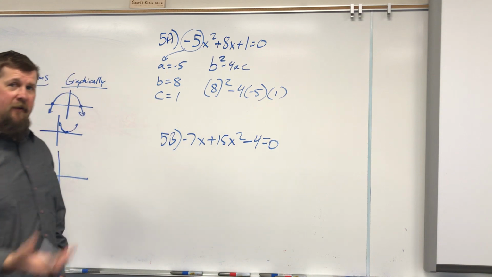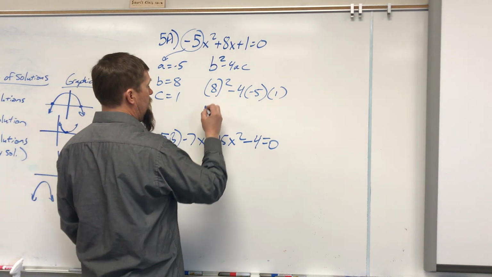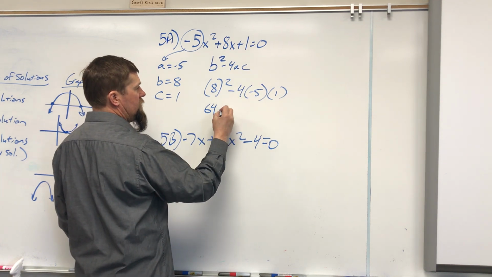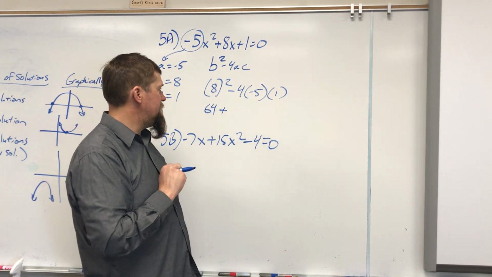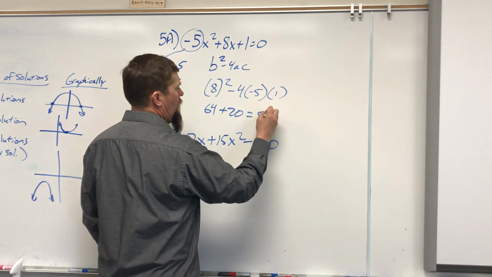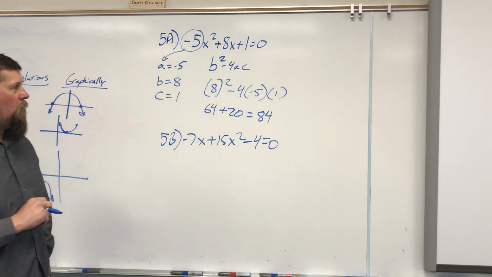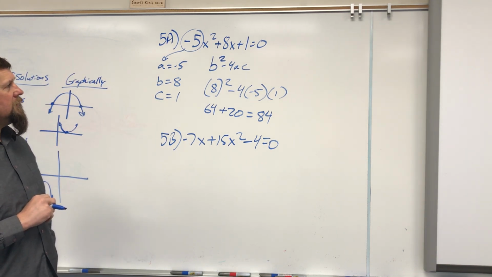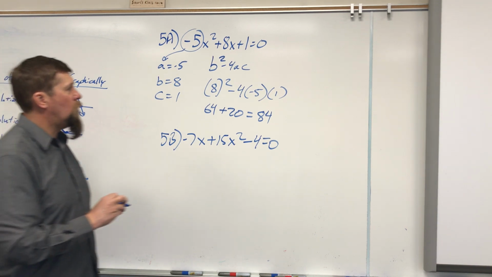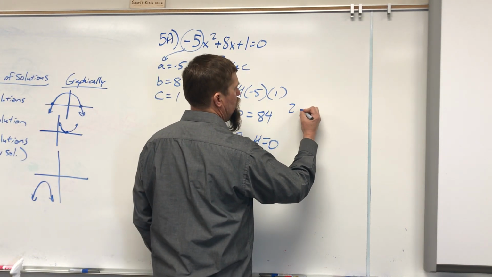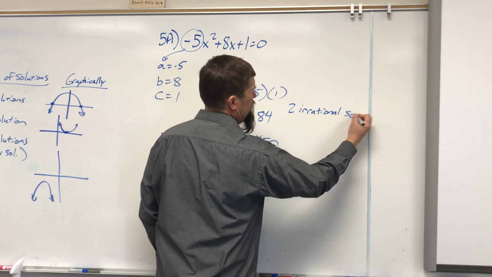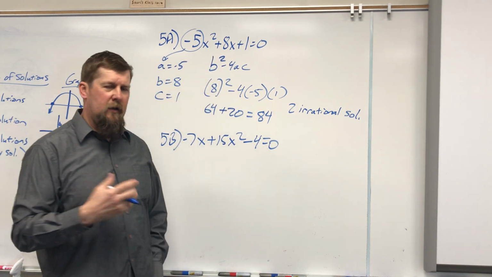And again, when I figure this out, square this first. The next thing I do is I look at how many negatives, which there are 2, so a negative times negative is positive, 20. Well, this is 84. 84 is not a perfect square. So what this means is there are two irrational solutions.